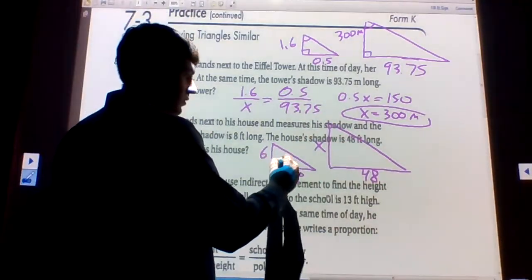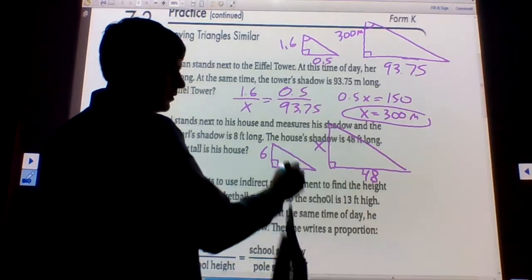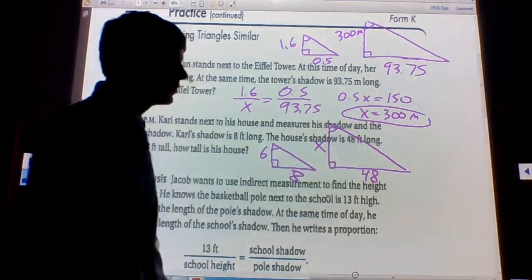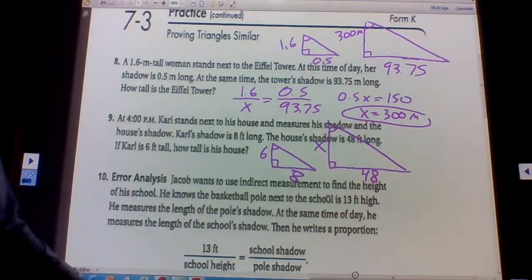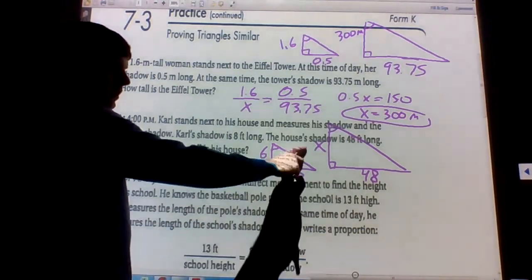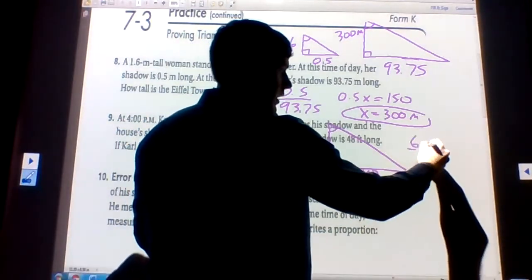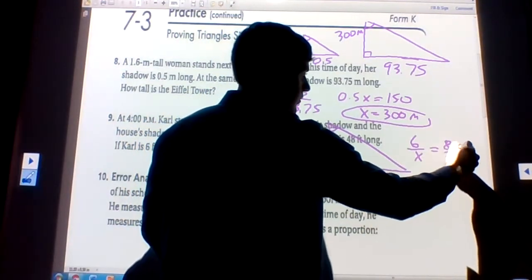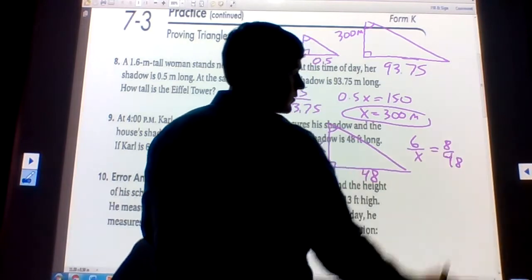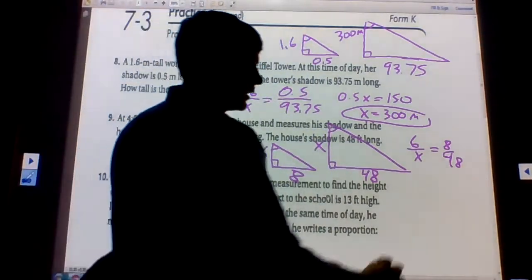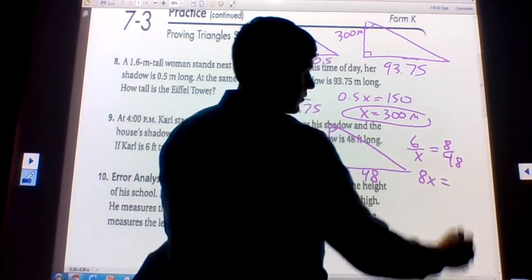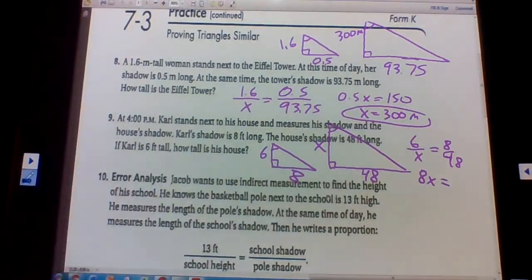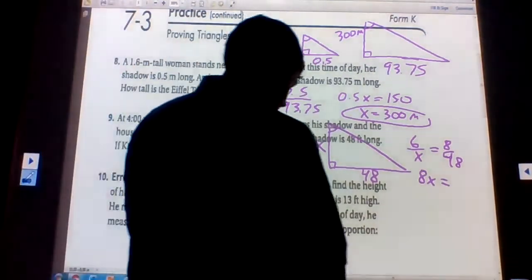So, assuming Carl stands at a right angle and the house stands at a right angle, the angle of the sun is the same, so we have angle-angle similarity, which tells us our triangles are similar, which means sides are proportional, so you can set it up. 6 over 8 equals x over 48, or 6 over x equals 8 over 48. Either one of those is fine. Cross multiply, you get 8x equals 48 times 6, that's going to be 288. Put in the calculator just to make sure. 288 divided by 8.